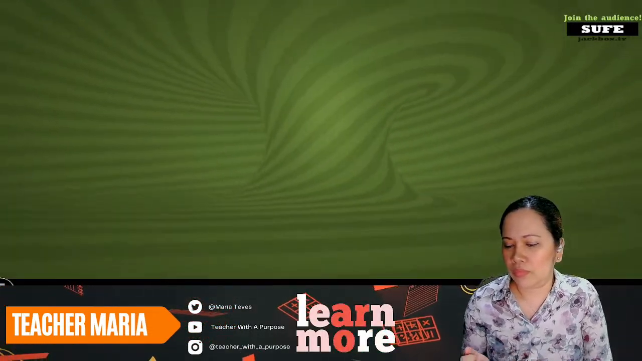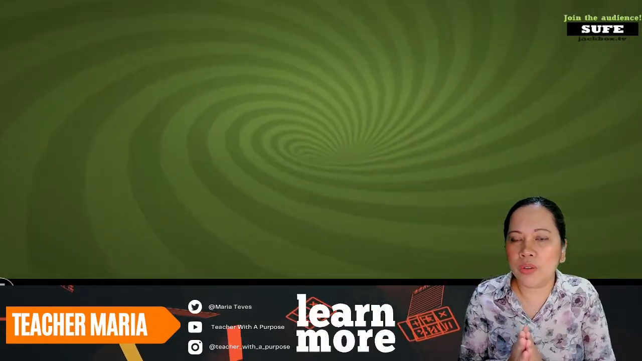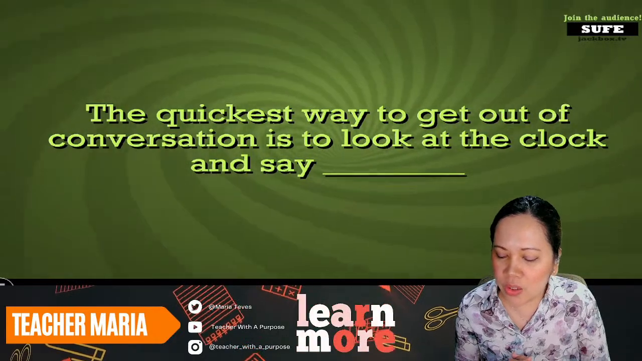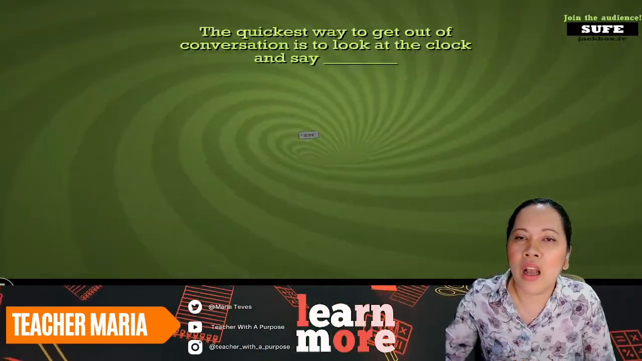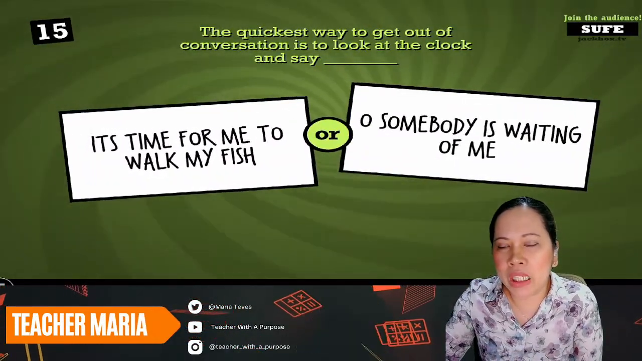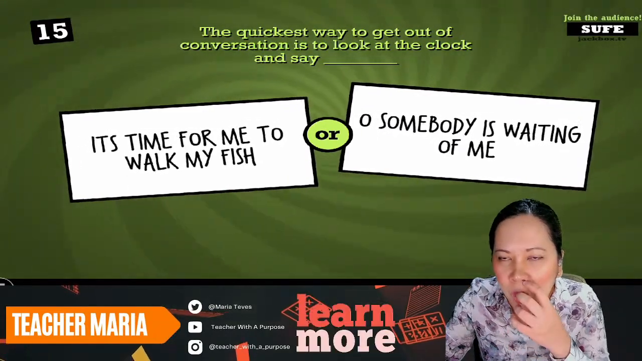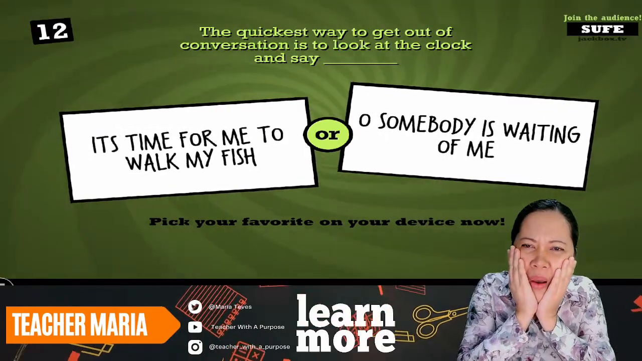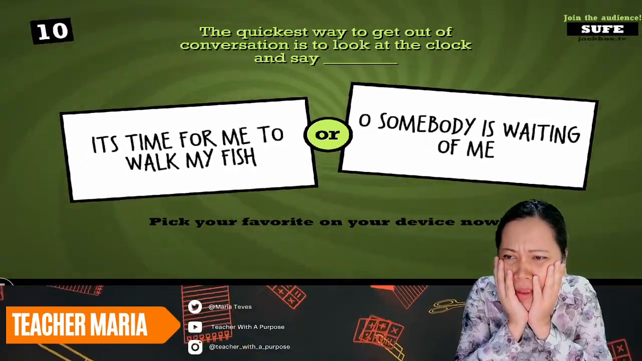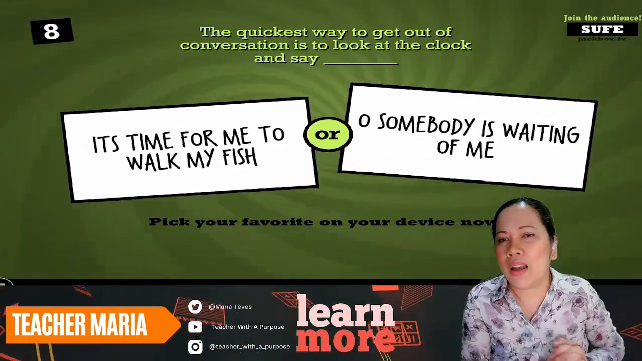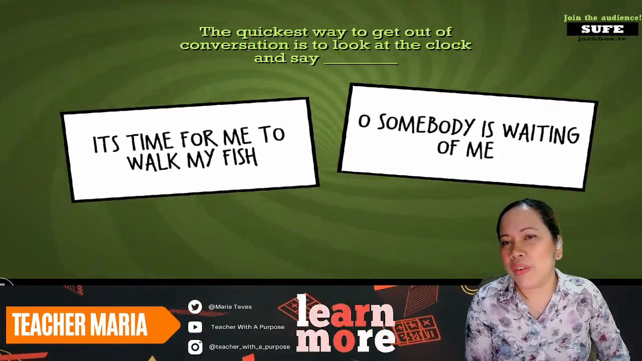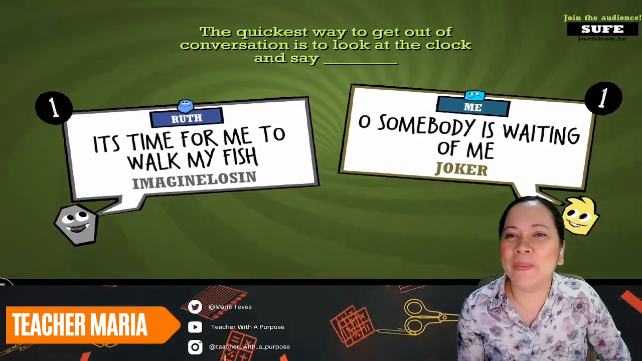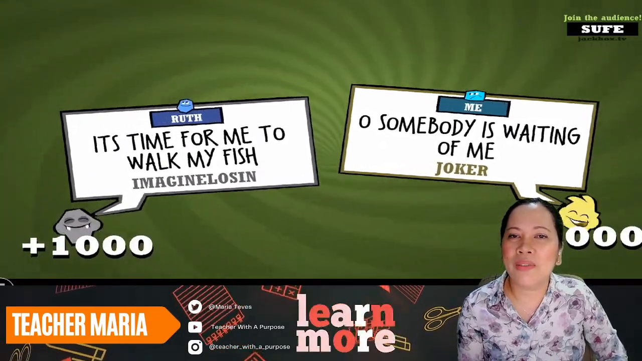Okay, it's time for some quiplashing. All right, let's go. The first prompt is: the quickest way to get out of a conversation is to look at the clock and say, blank. It's time for me to walk my fish. Pick your favorite. Somebody's waiting. Yeah, no, I missed. I voted the wrong person.